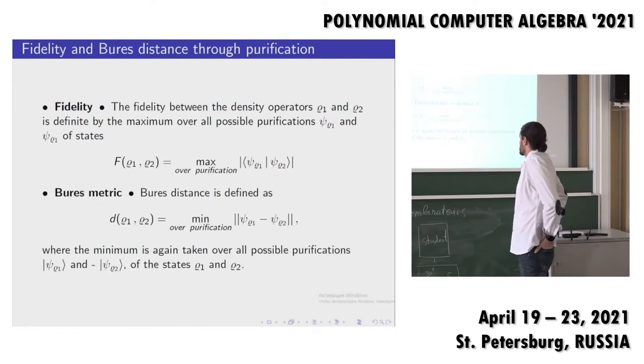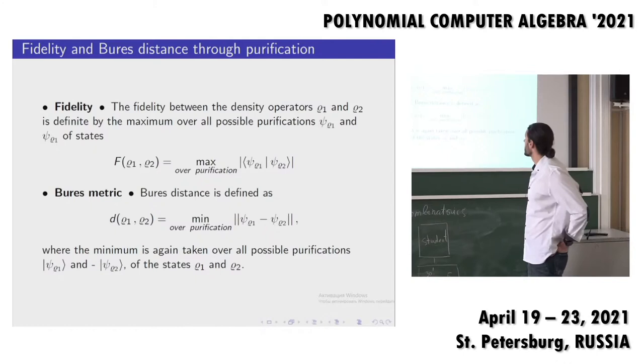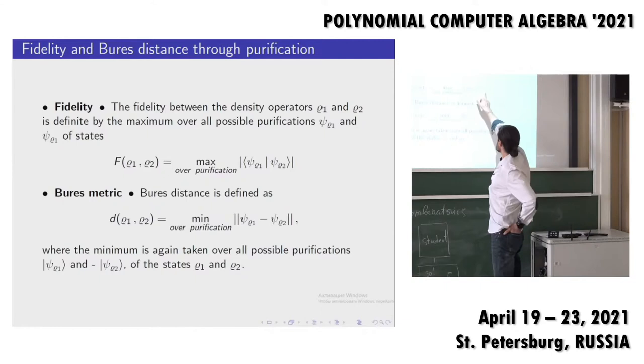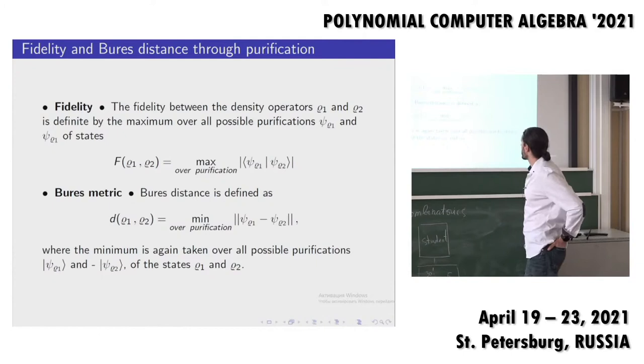And with the notion of purification, we can define the Bures metric and the fidelity in this way. So the fidelity would be the maximum over all purifications of the states rho 1 and rho 2, which we denote by psi rho 1, psi rho 2. So we maximize the overlap of these states, and in this way we find the fidelity of such two states. And correspondingly the Bures distance over purifications is defined like this.